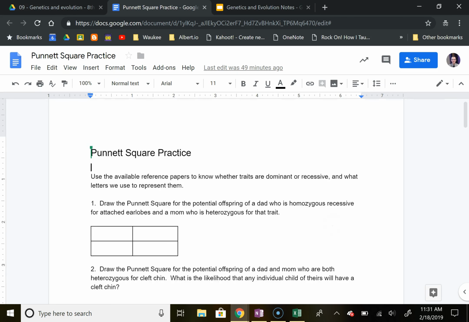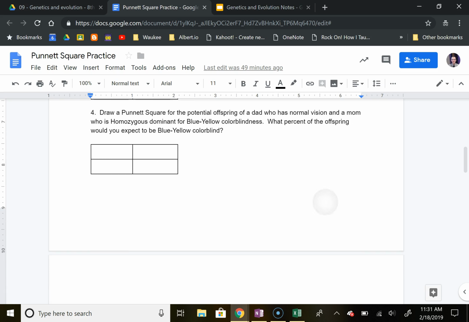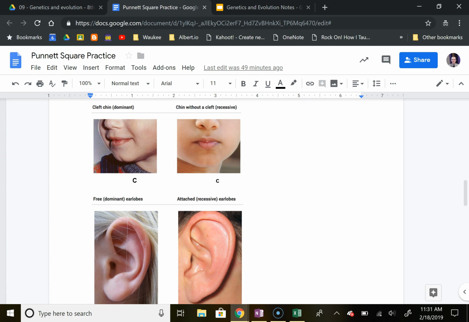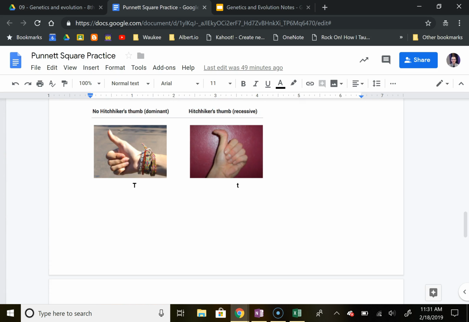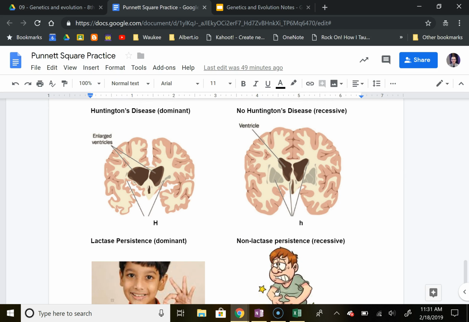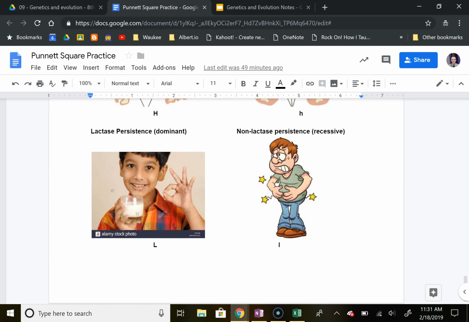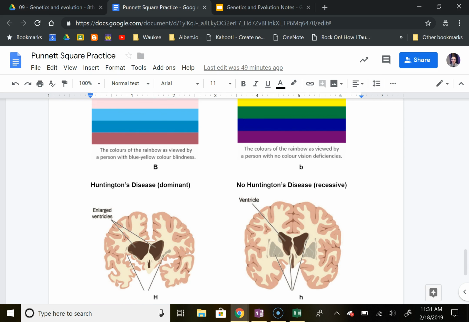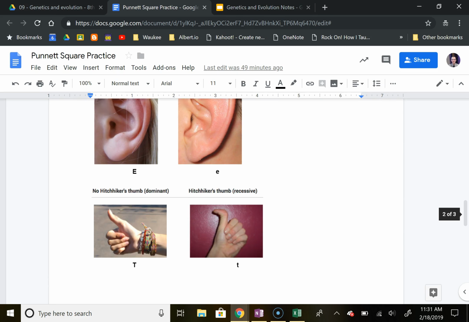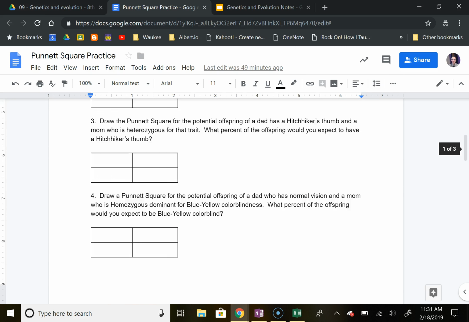Also, just a side note for this worksheet, you'll have these papers printed out on your table. You'll need to reference these to know which are the dominant and which are the recessive versions of the trait. And then there's letter conventions established here that I'll be using in the answer key as well. So make sure you're using those.